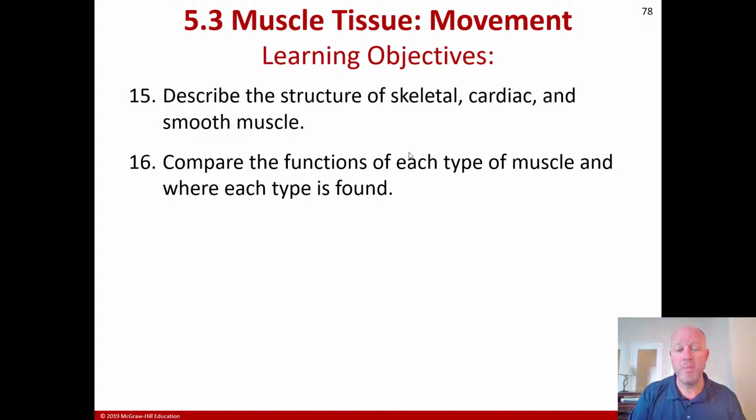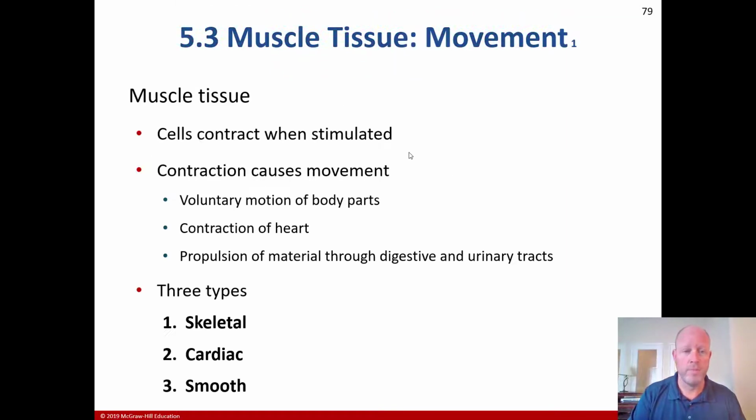Compare the functions of each type of muscle and where each type is found. With muscle tissue, cells contract when stimulated. Contraction causes movement, right? Movement of our joints specifically, or movement in some capacity that creates a shortening of muscle fibers. And the voluntary motion of body parts includes contraction of heart and propulsion of material through digestive and urinary tracts. And three types, I should say, we're talking about movement. That's what I was referring to with the shortening, creating joint action.